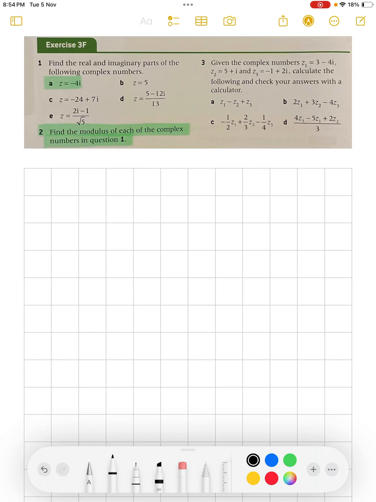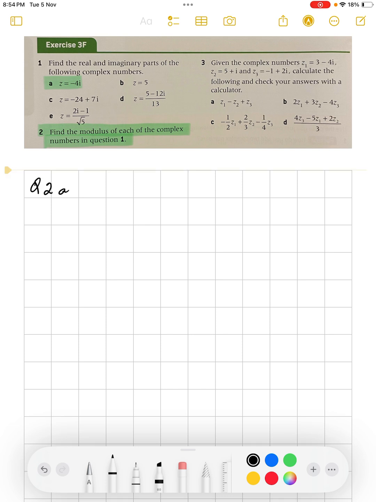Thank you for joining us in exercise 3F. We're going to be looking at question 2a. And question 2 says find the modulus of each of the complex numbers in question 1.